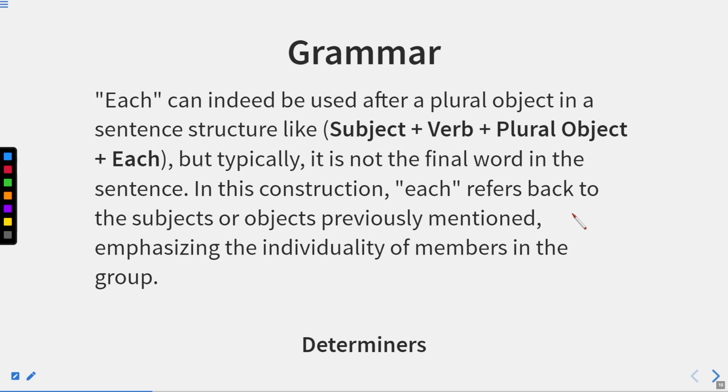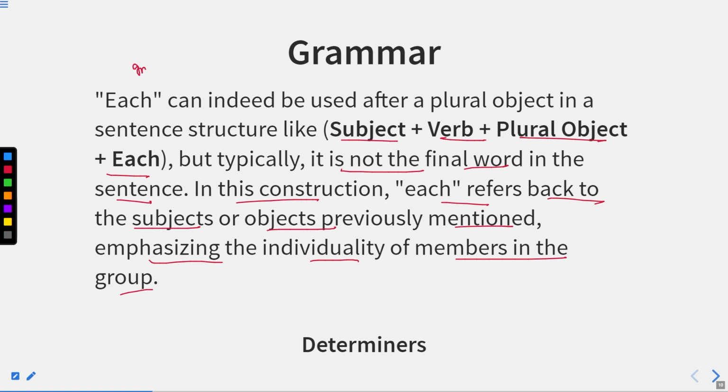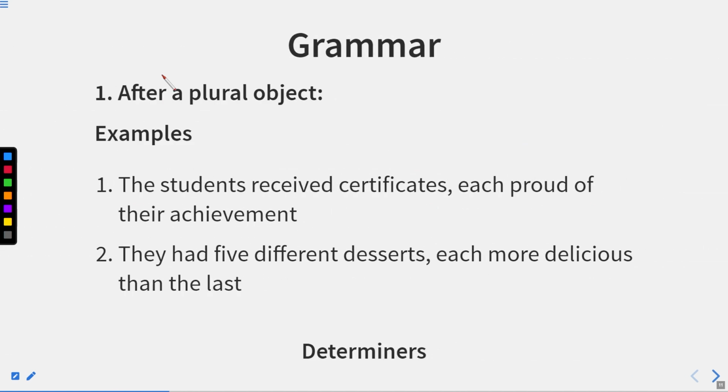Each can indeed be used after a plural object in a sentence structure like subject plus verb plus plural object plus each. But typically it is not the final word in the sentence. In this construction, each refers back to the subjects or objects previously mentioned, emphasizing the individuality of members in the group. Now this part is very important. Let us discuss this with the help of an example. So first, let us see the sentence.